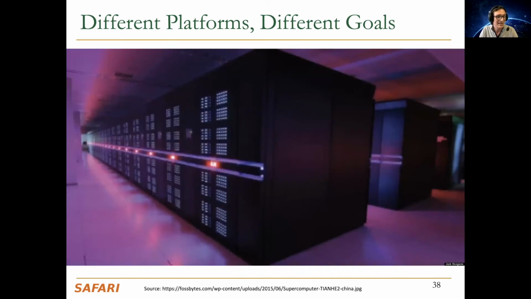This is another one that looks kind of similar to the data center, but it's actually very different. This is a supercomputer. This was one of the fastest supercomputers, Tianhe 2. I don't think it's the fastest anymore, but I like this picture. It looks similar to the previous one. This is really designed for high-performance scientific calculations, best performance in the world.